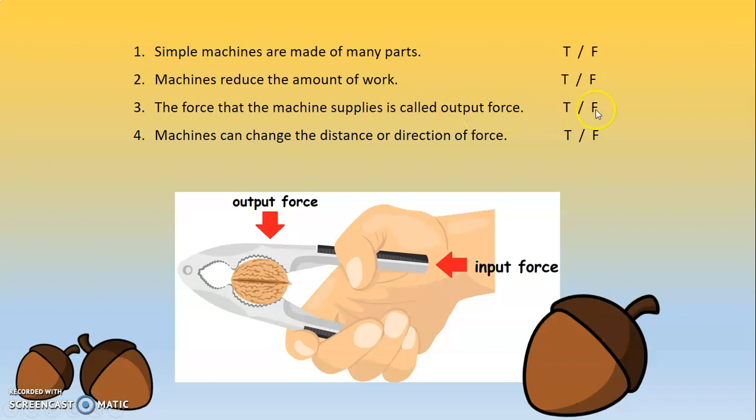Miranda, the force that the machine supplies is called output force. True or false? True. Very good. And finally, Andrea, machines can change the distance or direction of force. True or false? It is true, right? So the answers were false, false, true, true.